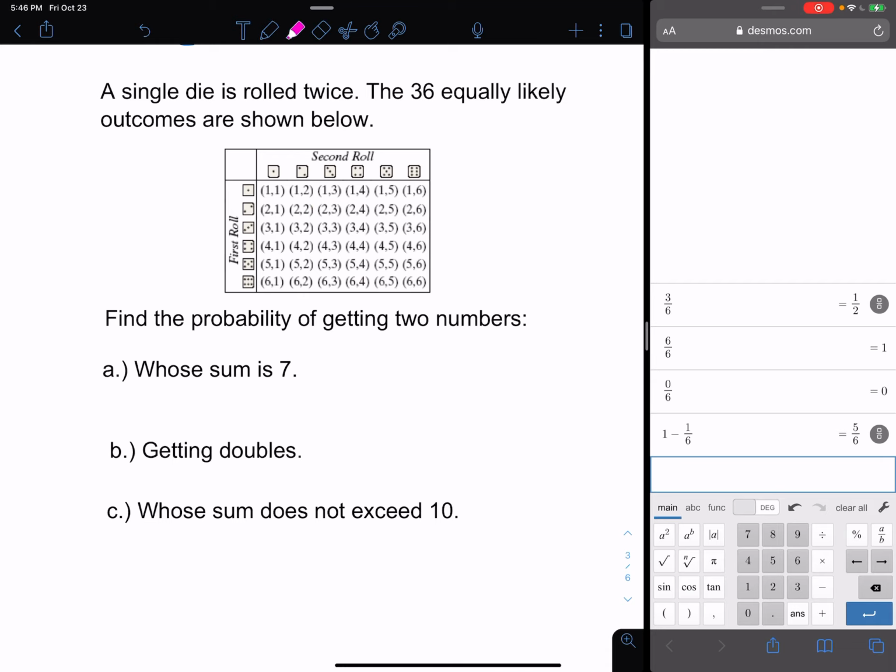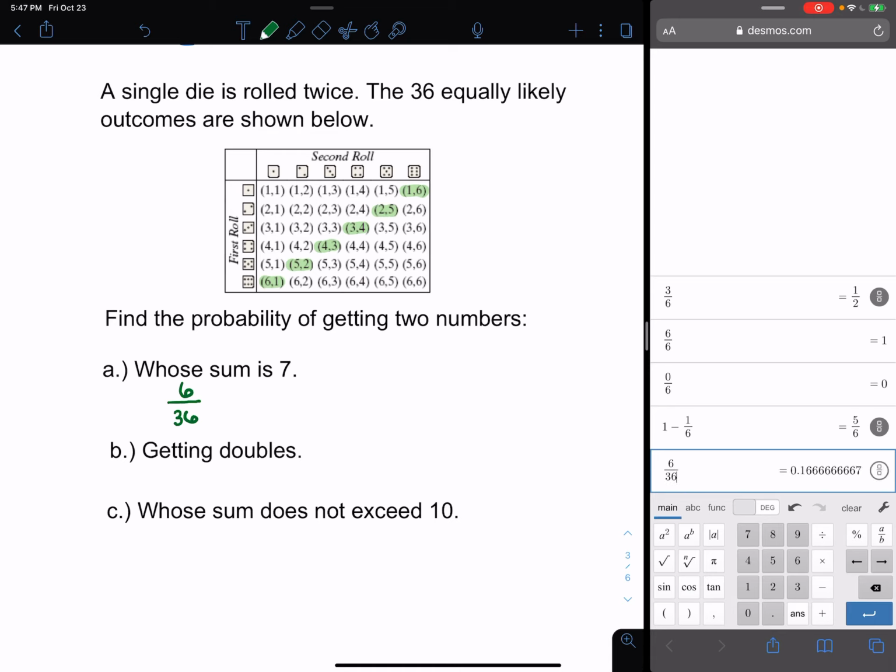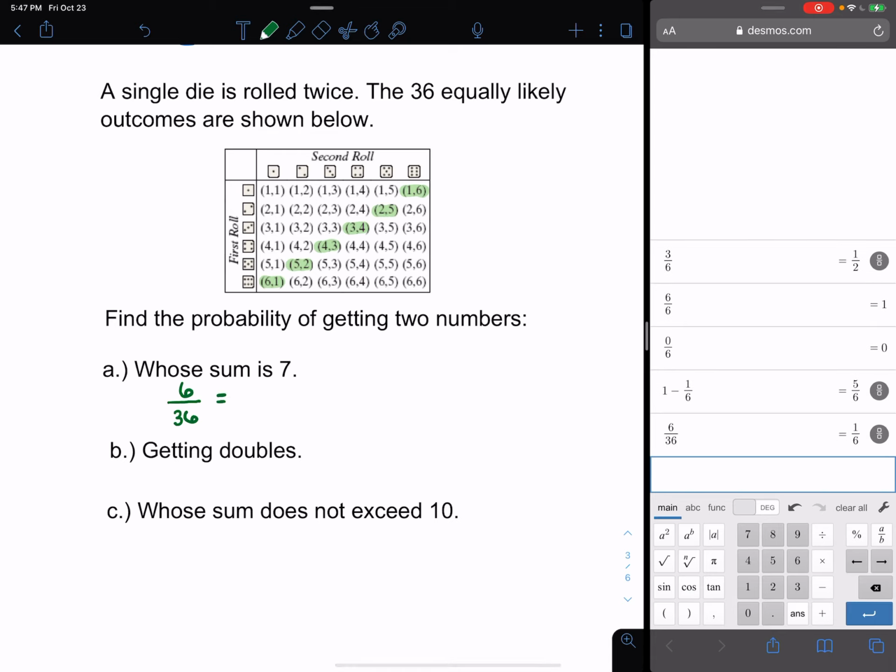So if we look at this first option, part A, they're telling us we're trying to find the probability of getting two numbers whose sum is 7. If I'm looking through this table, 6 and 1 adds to 7. So does 5 and 2, and 4 and 3, and 3 and 4, and 2 and 5, and 1 and 6. So if I look at what I have highlighted, there are 6 different ways to get 7, and there are 36 total different outcomes in there. If I simplify that fraction, 6 divided by 36 is 1/6.